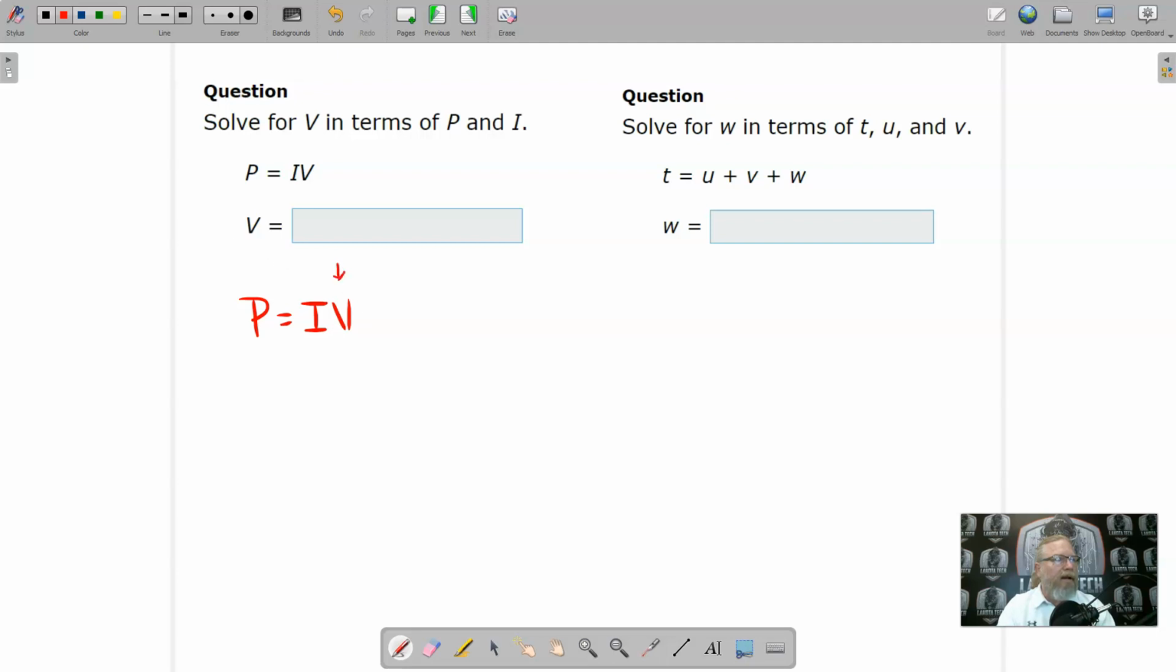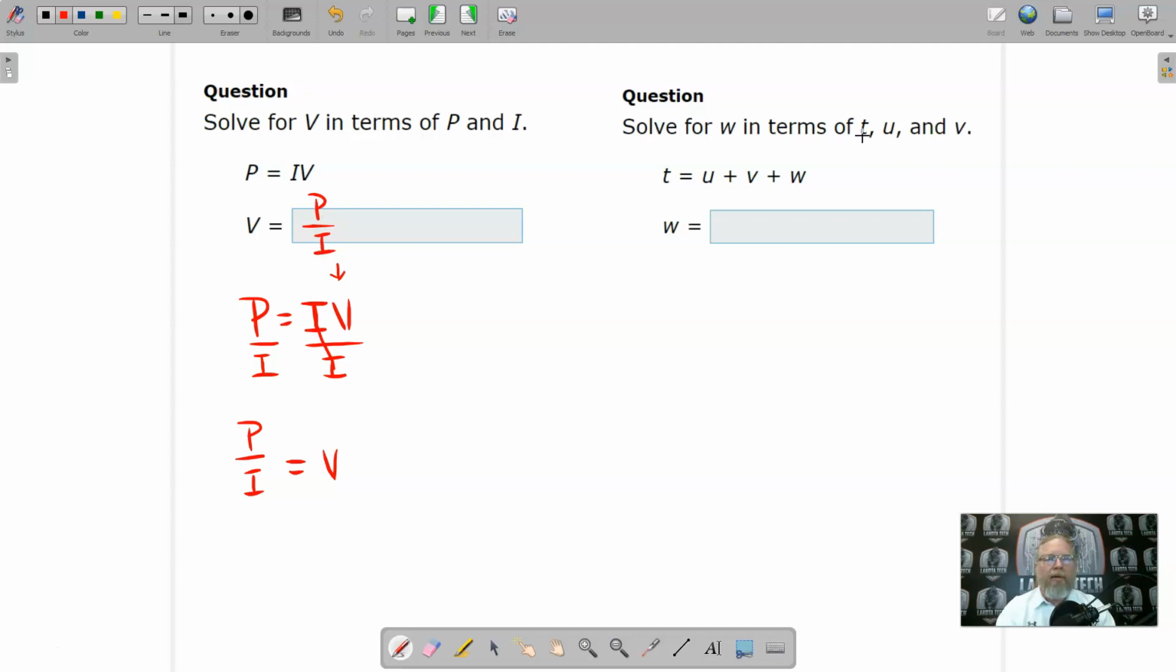Well, here's the v right here. It's being multiplied times I, so let's go ahead and divide by I. And what we do to one side, we're going to do to the other. The I's will cancel each other, leaving us with just v on the right and p over I on the left. So v equals p over I.